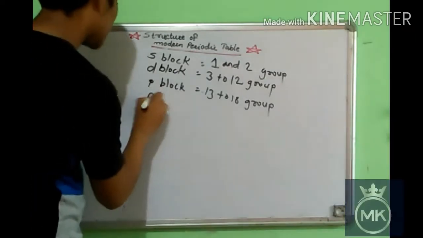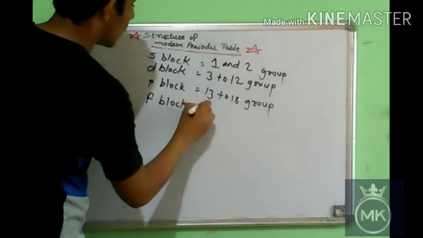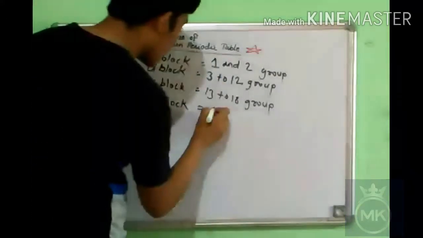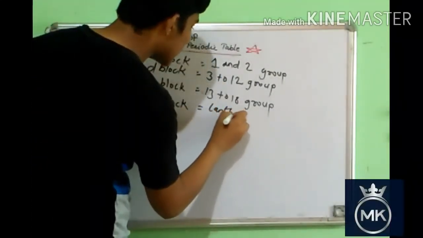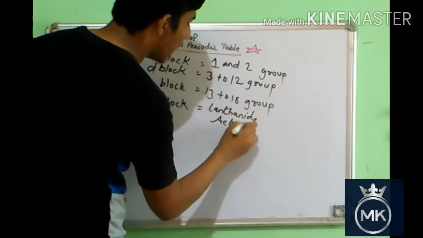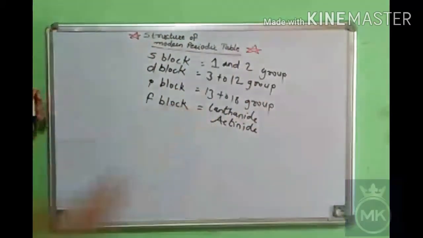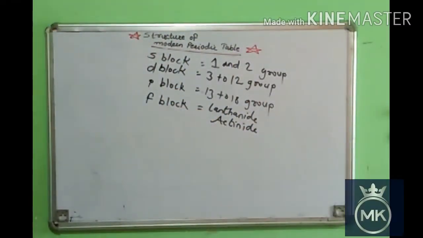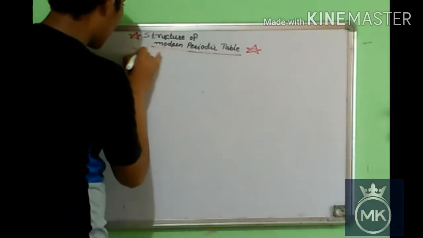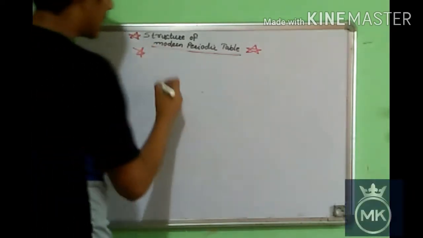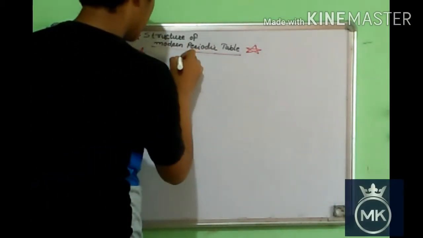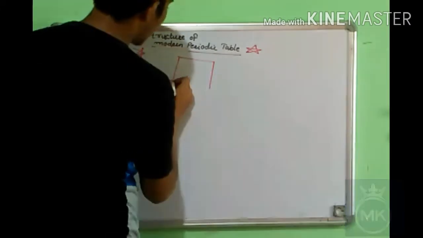And F block, in this block there is no group, but on the lower side of the modern periodic table there are two series, two rows. So the lanthanide and actinide series are included in the F block. Also write this in your notebook. The modern periodic table has 118 elements and 4 blocks, and each element has one box.